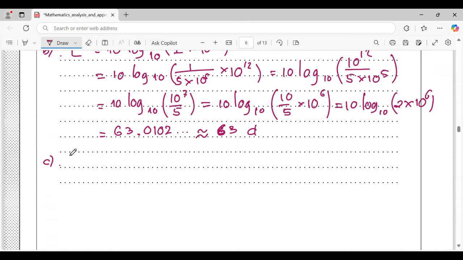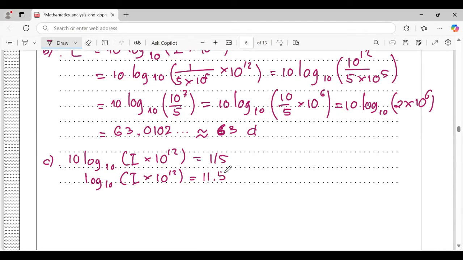So if 115 decibels, it means 10 log of I times 10 power 12 equals 115. So we're going to find I. So log of I times 10 power 12 equals 115 divided by 10, which is 11.5.